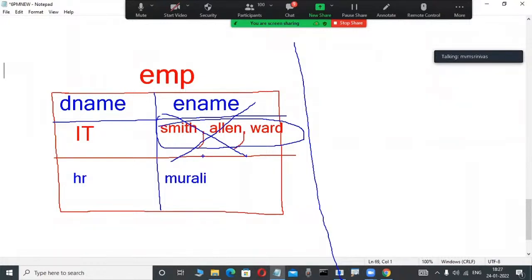Nobody tells the reasons. There is a reason. Actually, this table is not a problem. Table creation is also fine here, with Smith, Allen, Ward working. But why is this not recommendable, even though every cell has a single value? Table creation is not a problem. Another thing is a problem. What is that?